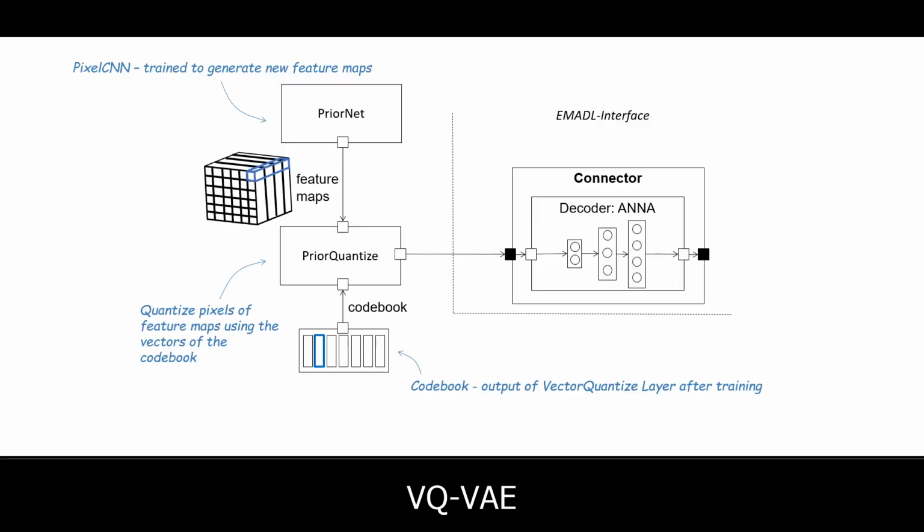In order to generate new images, certain feature maps have to be composed using the vectors of the codebook. This composition is done with a PixelCNN, a neural network that is not yet modelable in EMADL. Therefore, the network has to be implemented and trained by the user. The PixelCNN generates feature maps. Those pixels of each position across all feature maps are replaced by the entries of the vector closest to the pixels in terms of values. The new quantized feature maps can then be fed to the decoder modeled in EMADL that generates new images.